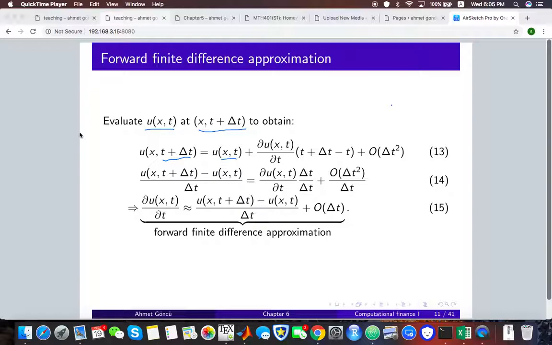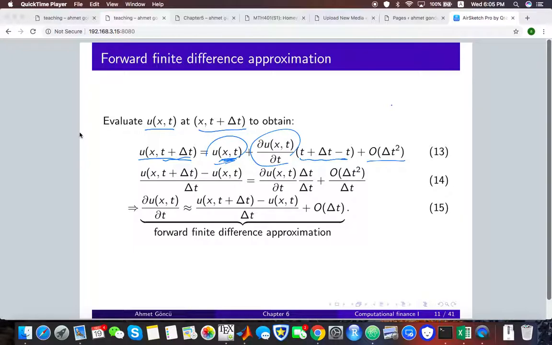So we are expanding the value of this function at this point in terms of the point x and t. This is our f of 0 term, and then we use the first order approximation. We have the first partial derivative in terms of t, because we are leaving the variable x constant. And here you have t plus delta t minus t, so that's the difference. And we just have the remainder term, which is in the order of delta t squared.